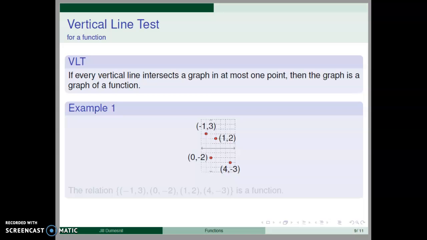First, consider the relation consisting of the 4 points (-1, 3), (0, -2), (1, 2), and (4, -3). We draw some sample vertical lines to see if any of them intersect the graph more than once. Using the vertical line test, we conclude that the relation is a function.